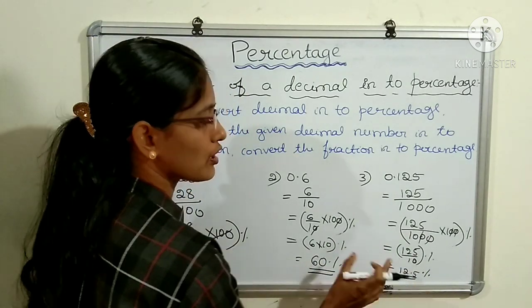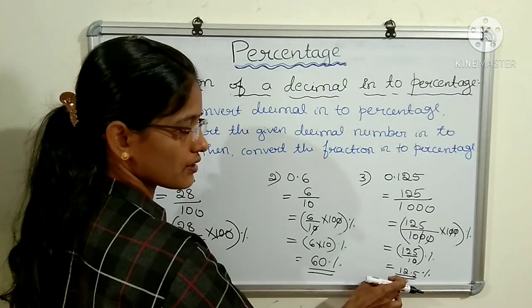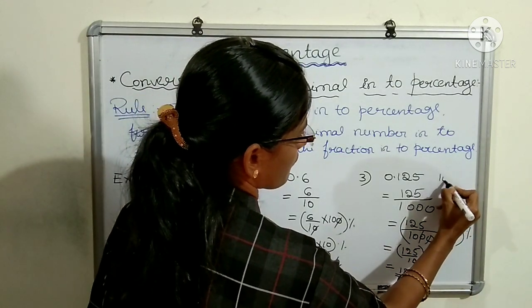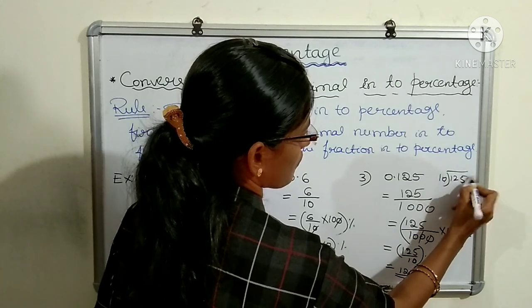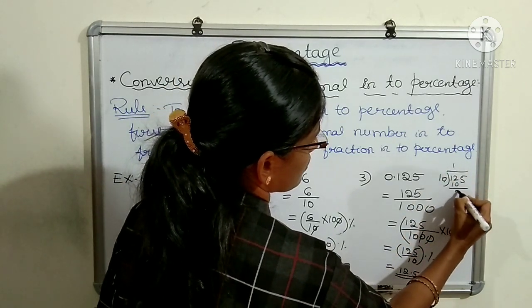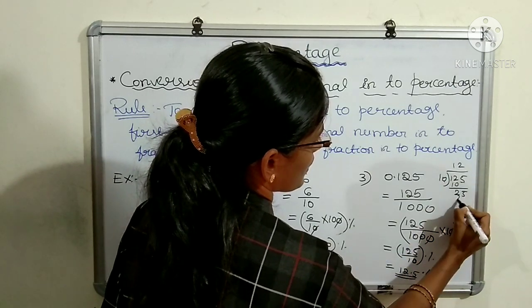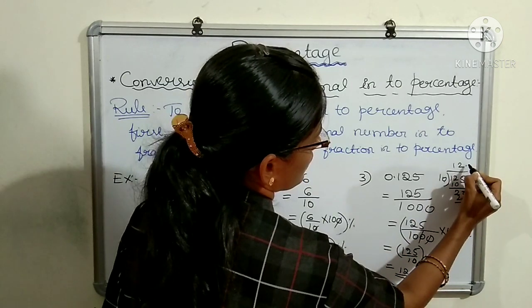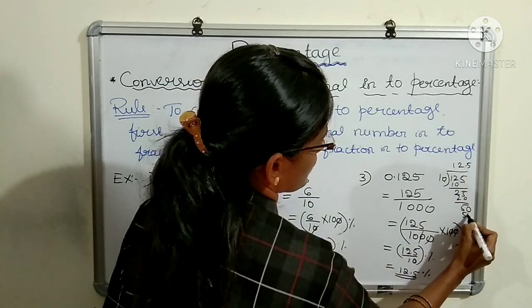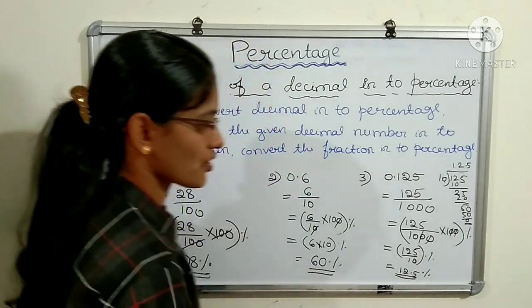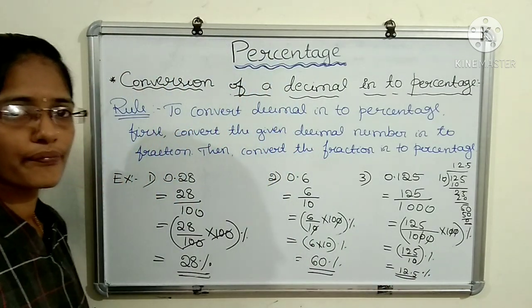125 by 10. Without actual division we can convert this. If you don't know, then you can go for division. 125. Here what? 10 ones are 10. Here 25. 2 tens are 20. 5 left out. Take point. 0. 10 5s are 50. 0. Here 12.5% is the answer.